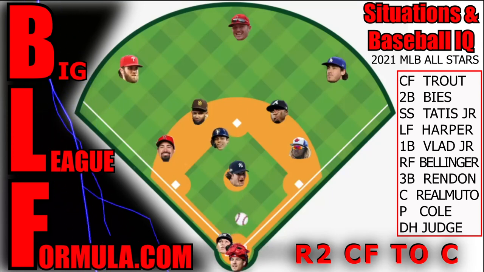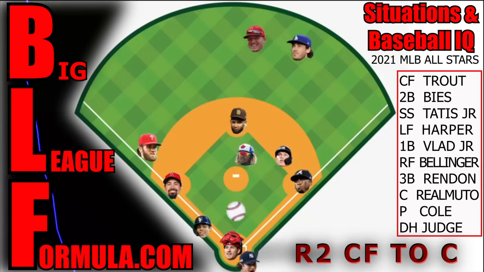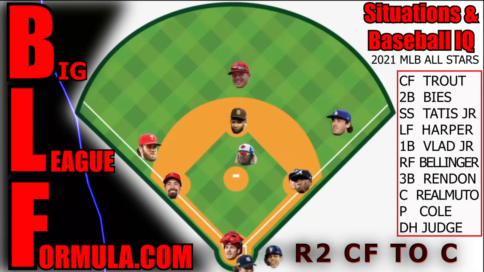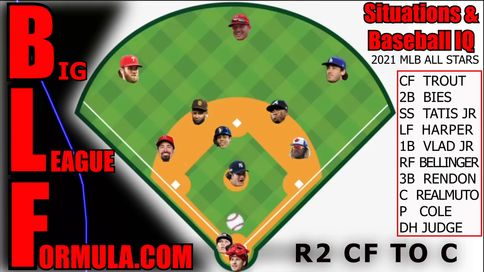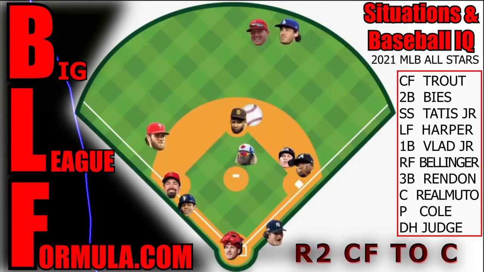Runner on second base. Hard hit single up the middle to the center fielder. Here comes the base runner towards home. Trout's up with it. Realmuto's got it. Tags him out. Man, what a play. Cool. Way to throw a ground ball. Pitchers in this situation, you want to throw a ground ball. You don't want that guy scoring on a single to center field, but hey, look, it happened.